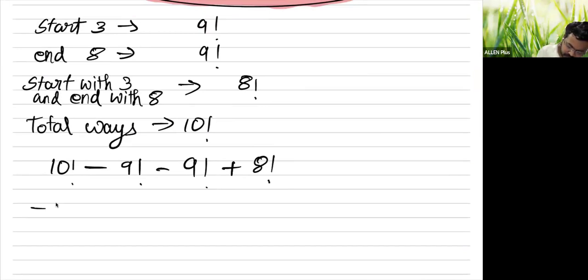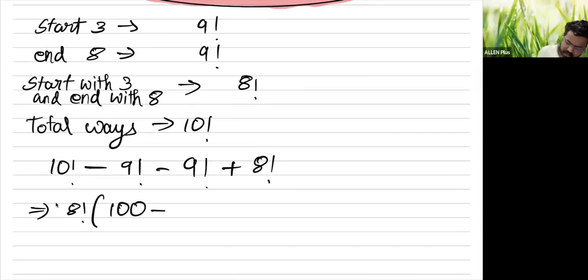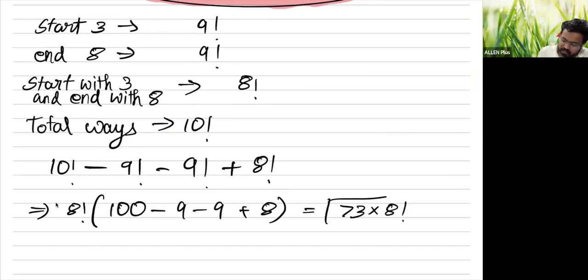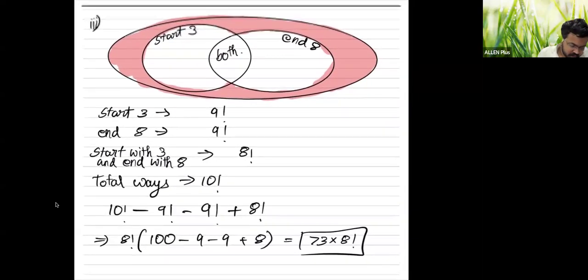So from here, you can take 8 factorial common and you'll get 100 minus 9 plus 8. This is 73 times 8 factorial. I hope part 3 is clear to everyone.